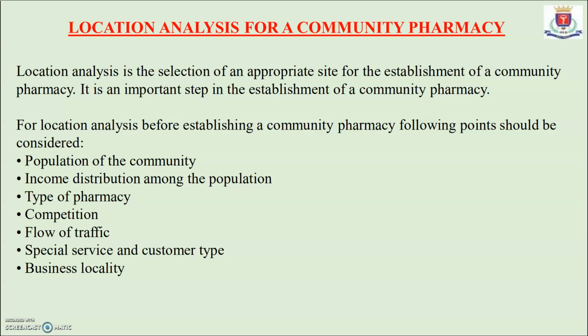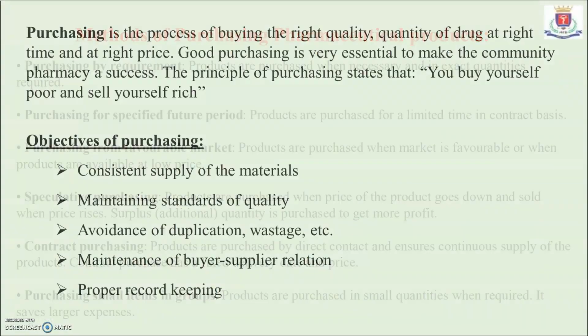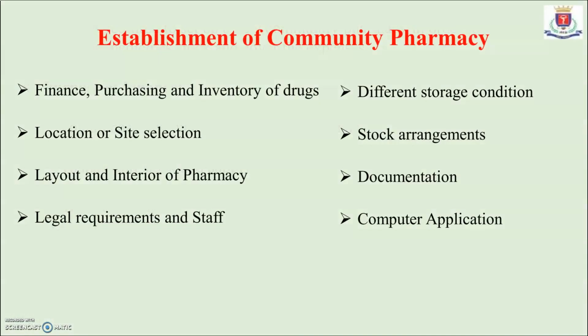So it should be competitive. Flow of traffic, means it should not be one way. The traffic flow should be two ways, means while going and while coming our pharmacy should be visible or easily attractive. Special services and consumer types and business locality. So here we have seen the first few points for establishing a community pharmacy, that is finance, purchasing, inventory of drugs, location and site selection.